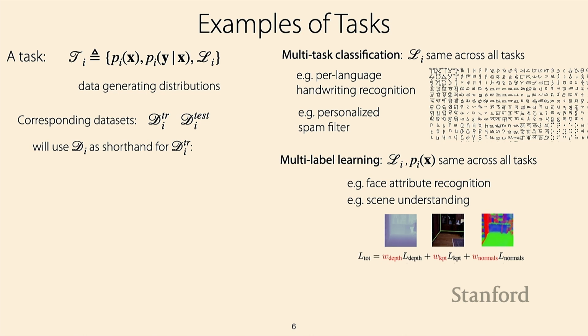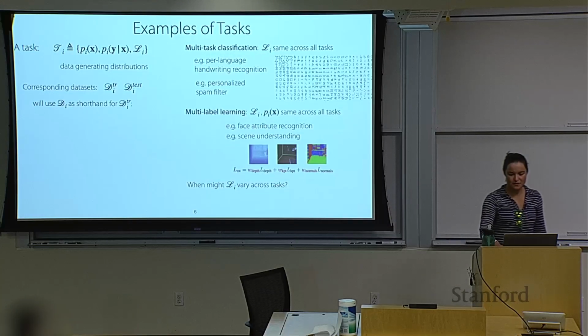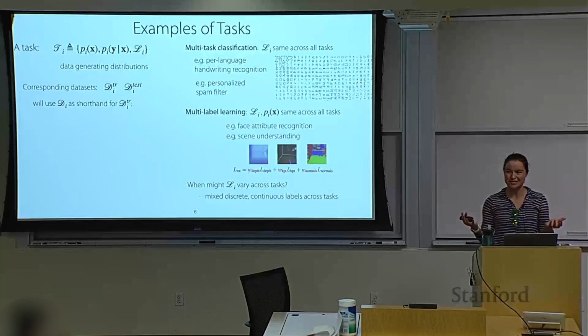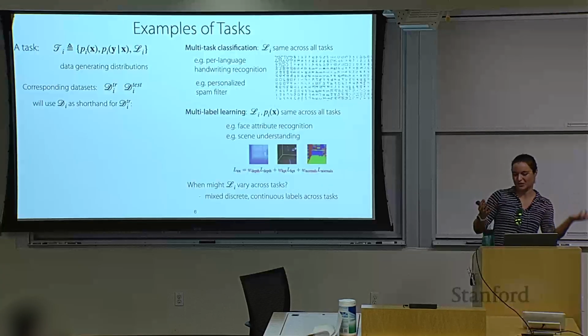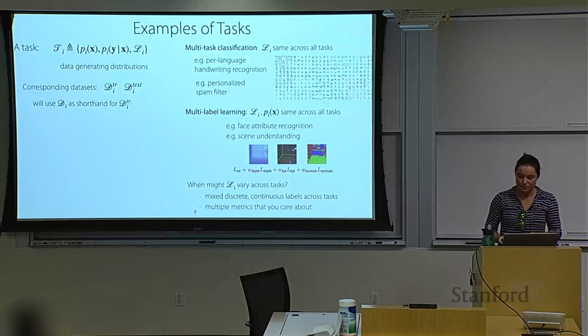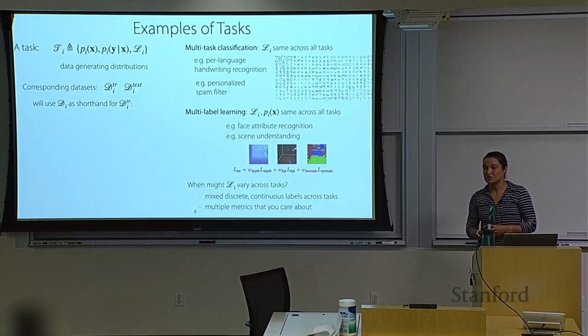So these are a couple instantiations of multitask learning problems. There's also scenarios where the loss function might vary as well. In both of these examples, the loss function isn't changing. But you could also have scenarios where, for example, some of your labels are continuous and some are discrete, and you use a mean squared error loss function for the continuous and a cross entropy loss function for the discrete labels. Or you might have multiple metrics that you care about, and you want to optimize those objectives simultaneously.